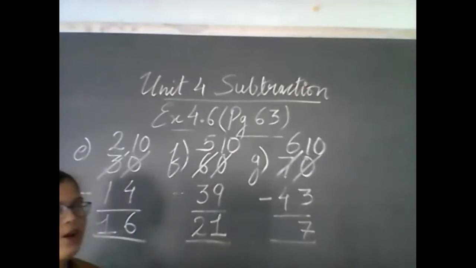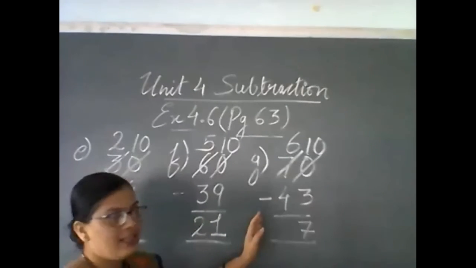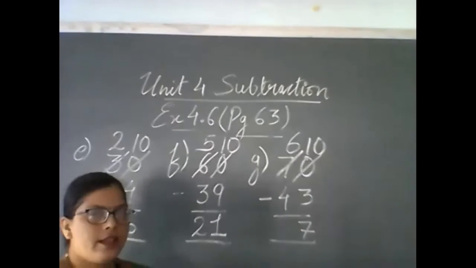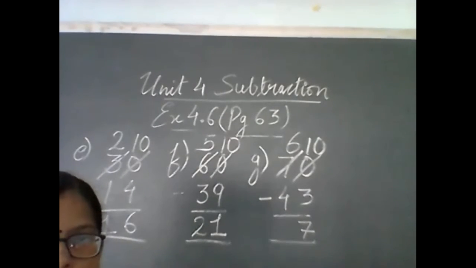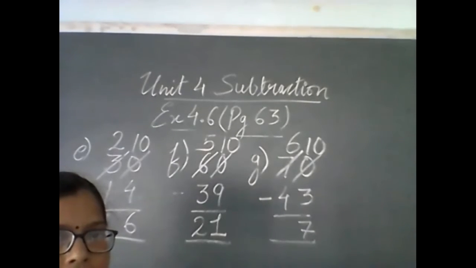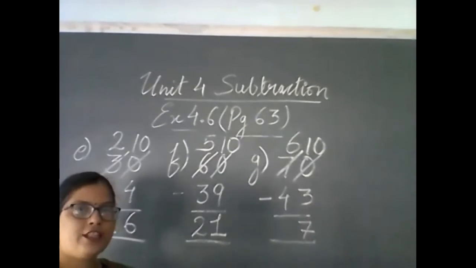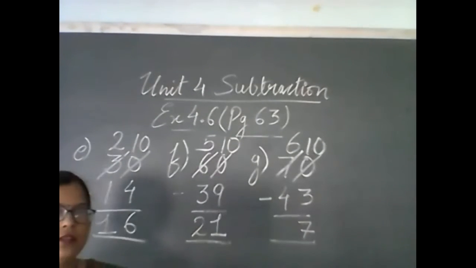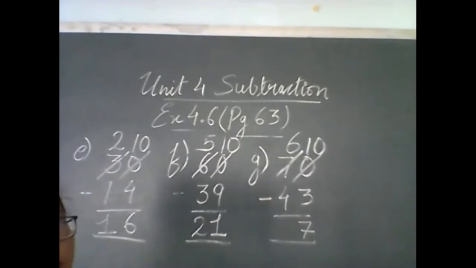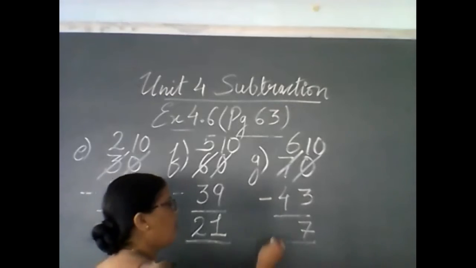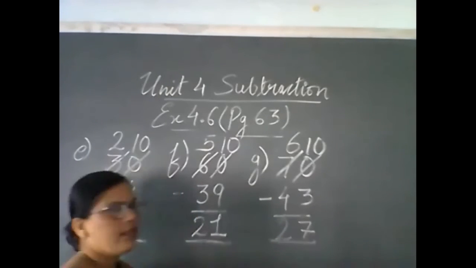The answer is 7. Now what we have to subtract here at tens place. Here we have 6 and 4. You have to take away 4 from 6. So the answer will be... Show me your fingers. What will be the answer? 6 minus 4. Count on your fingers and show me your fingers. Yes, very good. The answer is 2. 6 minus 4. The answer is 2. Okay.